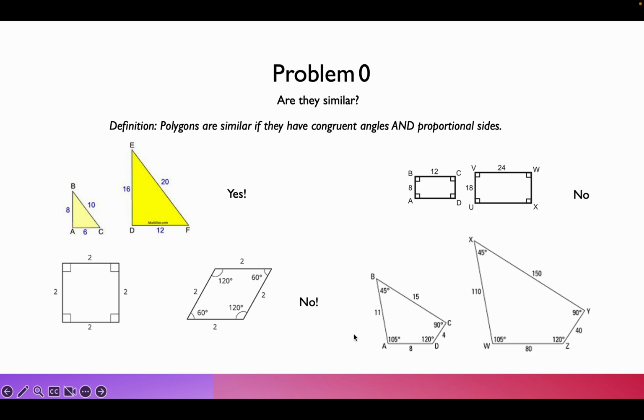Here's another one. Boy, those look very similar. Let's check out all the angles, make sure that they're the same. 105, 120, 105, 120, 90, 90, 45, 45. Those are the same angles. Let's check out the sides. I have 11. I have 110. That means 11 times 10 equals 110. Let's see if they are all times 10 to see if they will be proportional. Is 15 times 10 150? Yes. Is 4 times 10 40? Yes. Is 8 times 10 80? Yes. That's a yes. Those are similar.